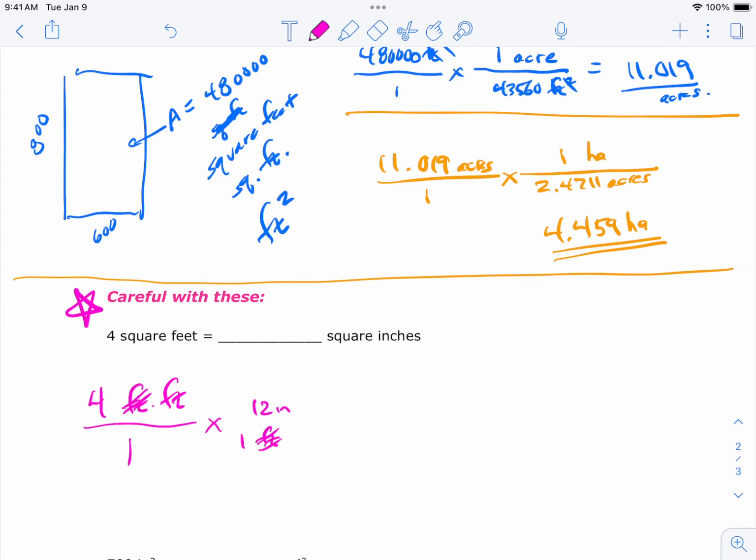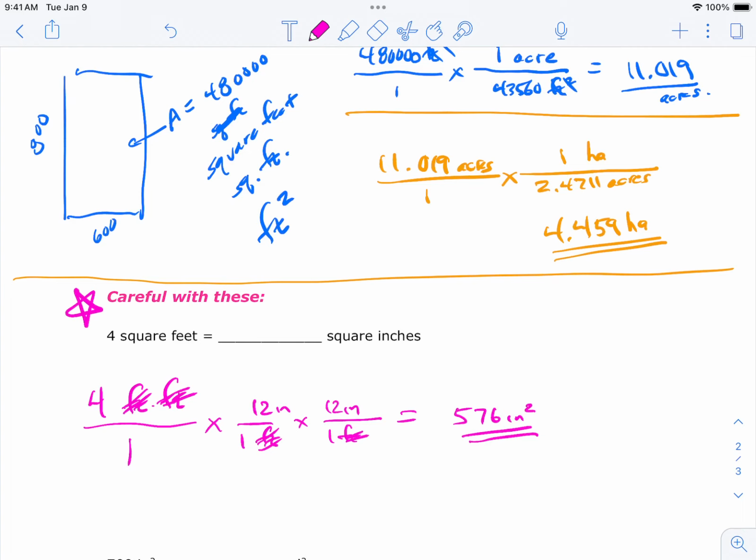But then you would also have to do that again. 1 foot equals 12 inches in order to cancel the other foot. So you have to multiply by 12 twice. And so what is this? It's 4 times 12 times 12. 4 times 12 times 12. We're ending up with 576. Now that's more like it. 576 square inches.